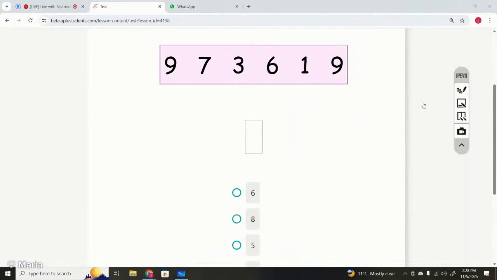So the correct option is 8. Option number 2 is the correct option.